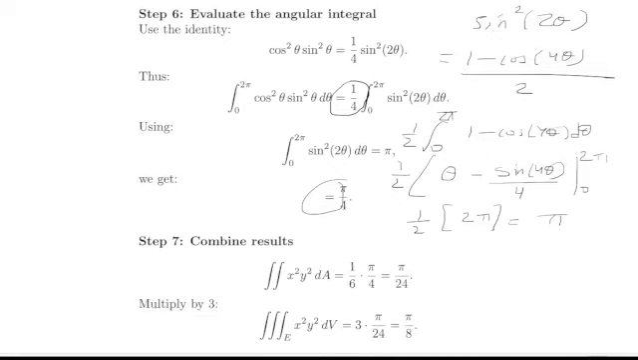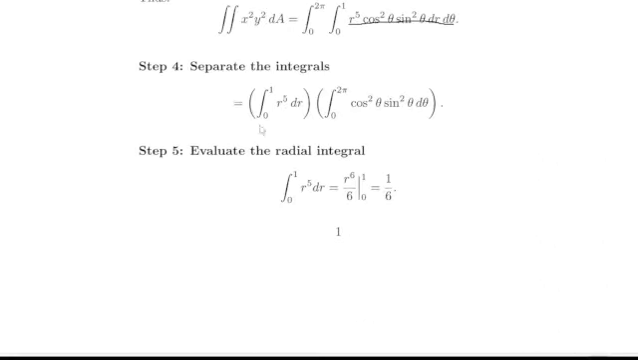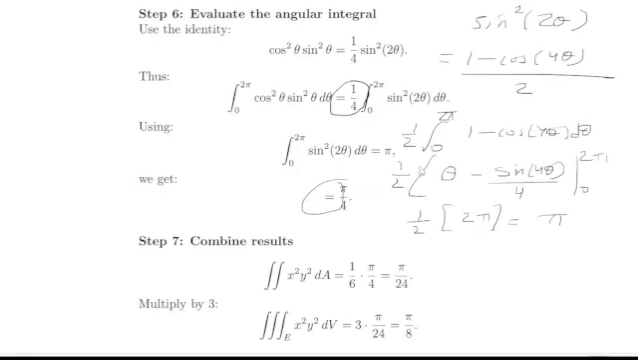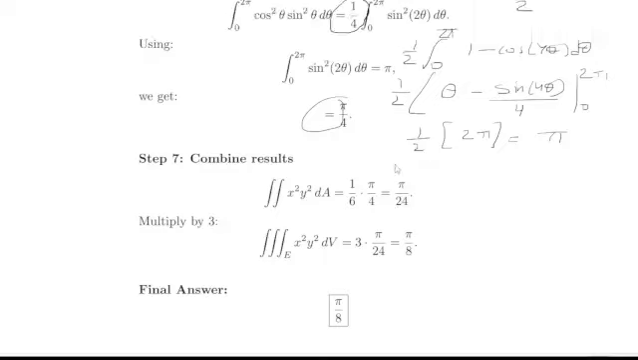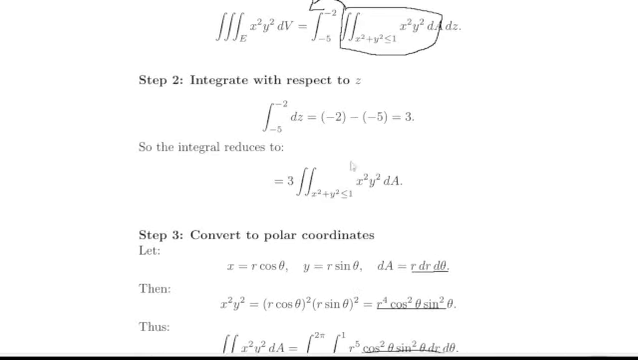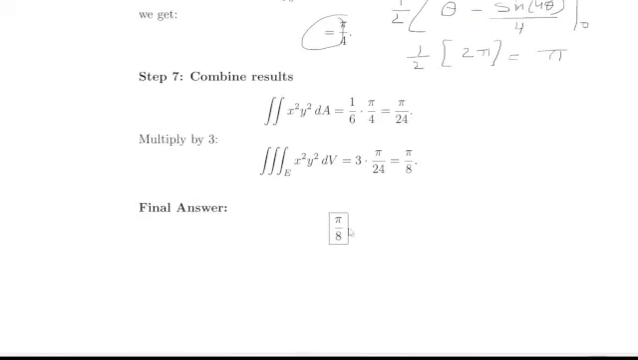And so now we can combine the results. The first integral was 1/6. This is pi over 4. Multiply 1/6 with pi over 4 to get pi over 24. But then we want to multiply by 3 because we had the 3 factored outside over here. And so that's just going to give us pi over 8 as our final answer.